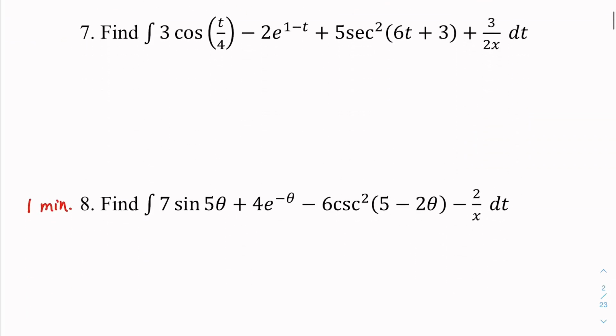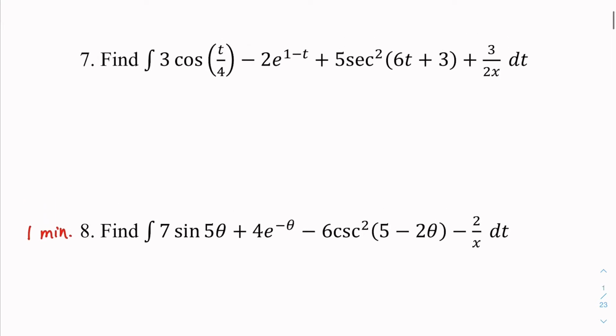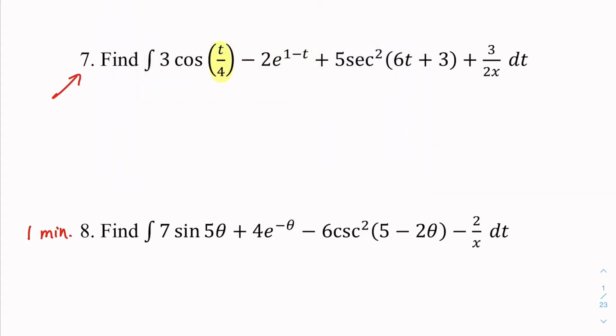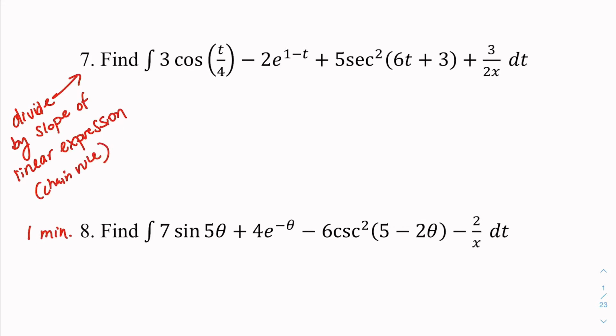Number 7. Okay, so I have 3 cosine of some expression. It's actually a linear expression. Can you see I have a slope of 1/4? So whenever we have a linear expression, we want to divide by the slope of that linear expression. This accounts for the chain rule when we take derivatives. Instead of multiplying by the slope of the inside, we divide by the slope of the inside.